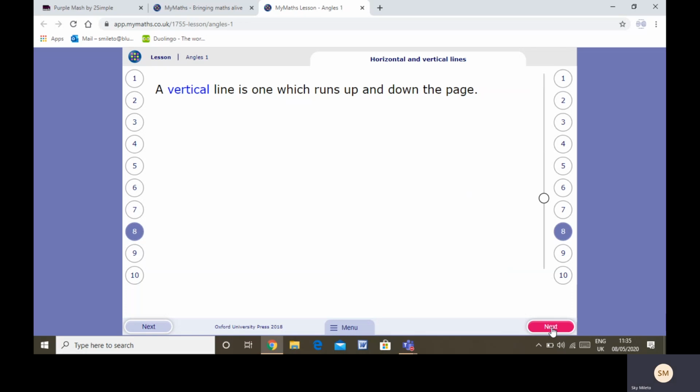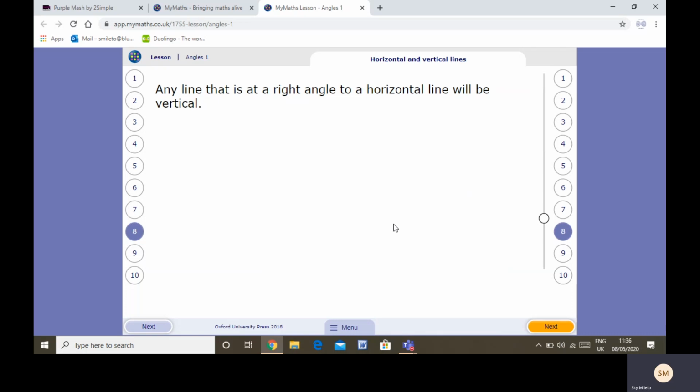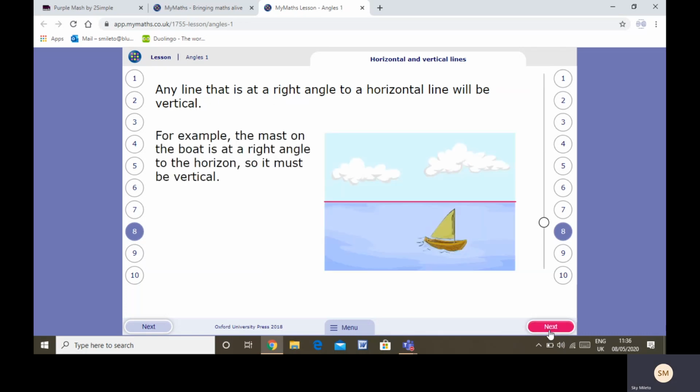A vertical line is one that runs up and down. So, in a square piece of paper, you can see all the lines that run up and down are vertical. What do you think we call the ones that run the opposite direction, left to right? I'm hoping you all said horizontal because we just went through that. There we go. Any line that is at right angle to a horizontal line will be vertical.